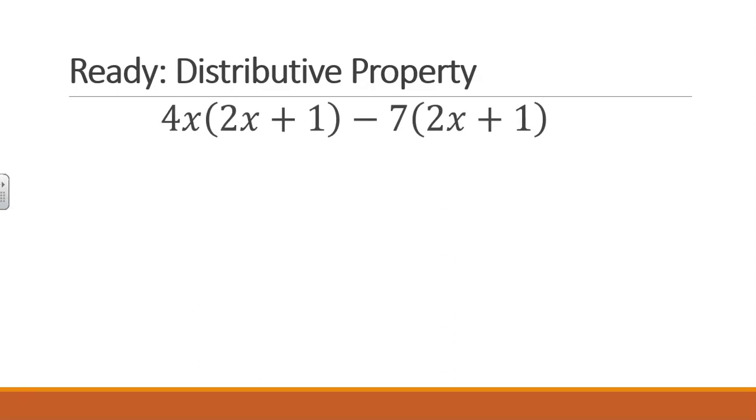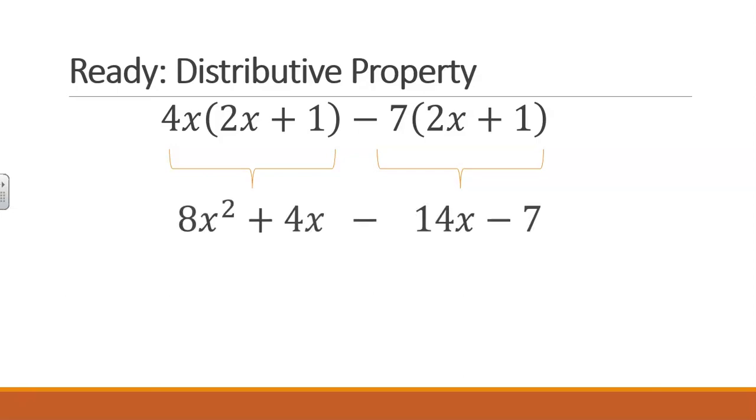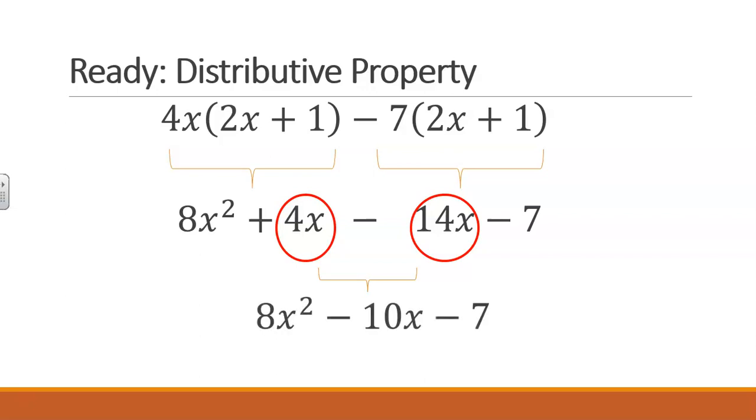When we are multiplying 4x times the quantity 2x plus 1 minus 7 times the quantity 2x plus 1, we would distribute the 4x to the 2x plus 1 to get 8x squared plus 4x, and we would distribute the 7 to the 2x plus 1 to get 14x minus 7. The 4x and the 14x are like terms, so we can combine those terms to get 8x squared minus 10x minus 7.